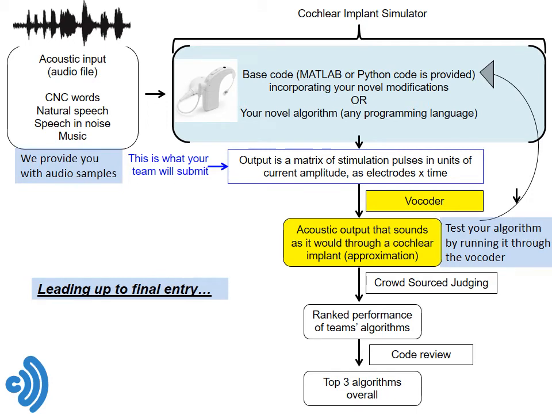Leading up to final entry, we'll provide you with sounds you can use to test your code. You'll input the sound to your code, and the output will be a matrix of stimulation pulses. We also supply you with the vocoder, which is again the simulation of how the initial sound would be perceived through a cochlear implant. If you input the matrix you created to the vocoder, the output is a sound that you can listen to. You can test your algorithm by running the output matrix through the vocoder, listening to the resulting sound, and changing your code to improve that sound.